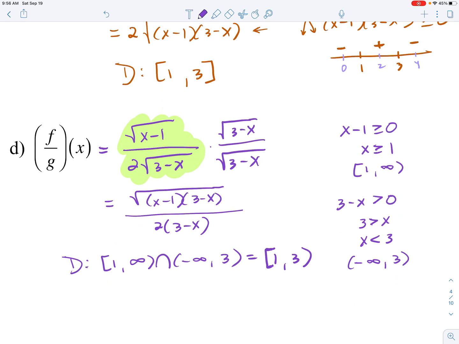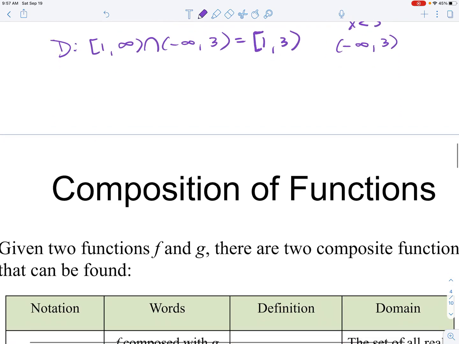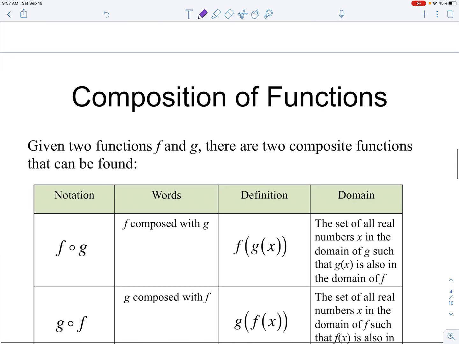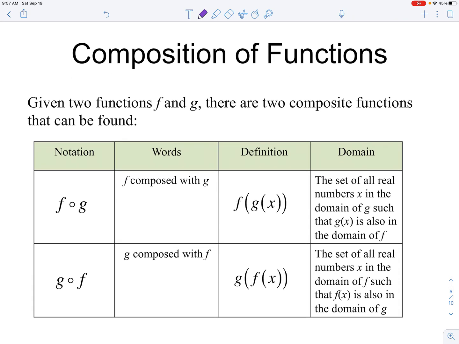So my suggestion, the textbook does have a general statement written out, but my suggestion is when you are creating new functions, because this will work also when we're composing functions, just take domain restrictions before you simplify. So let's look at composing functions next.